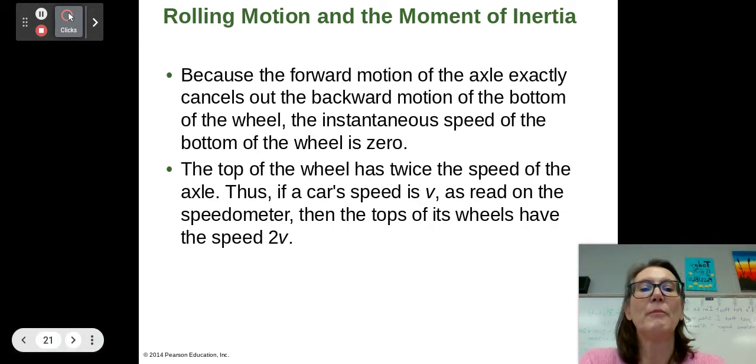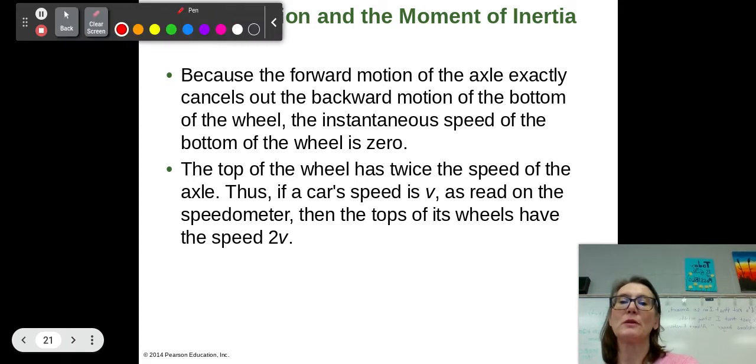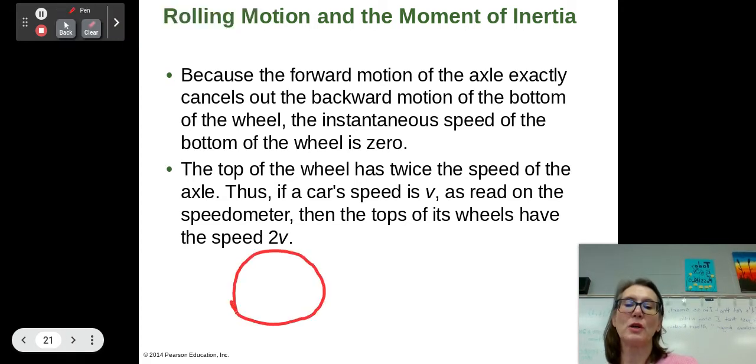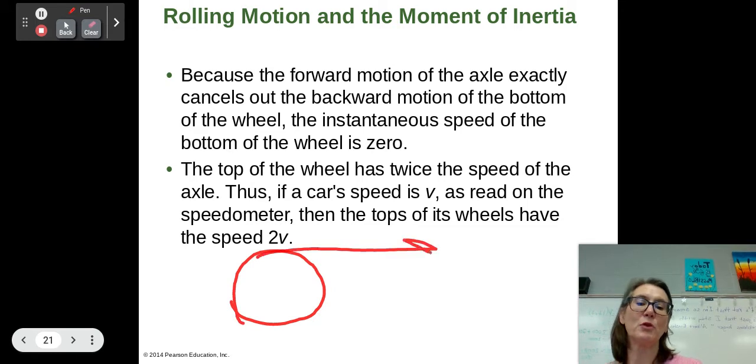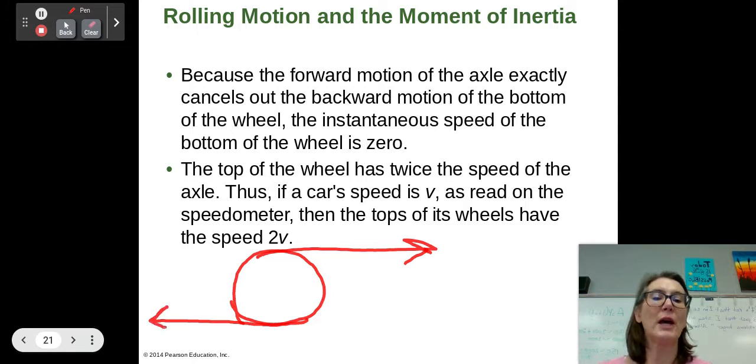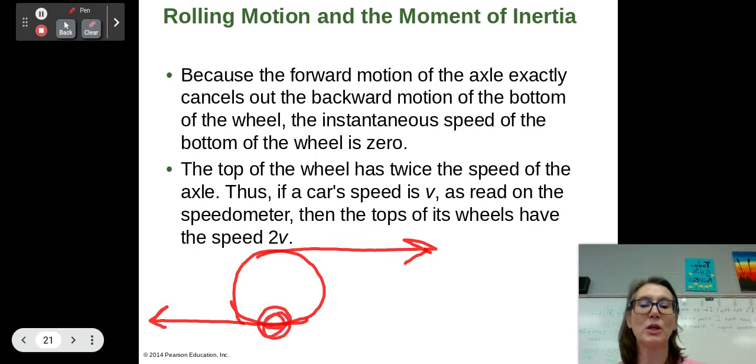Because of this, the forward motion of the axle cancels out any backward motion that happens at the bottom of the wheel. So here's the top of the wheel. At the top, you're moving forward, and at the bottom, there might be a backwards motion, and those two things cancel out. That's why the instantaneous speed at the bottom of the wheel, how fast it's moving at the bottom, is always 0.